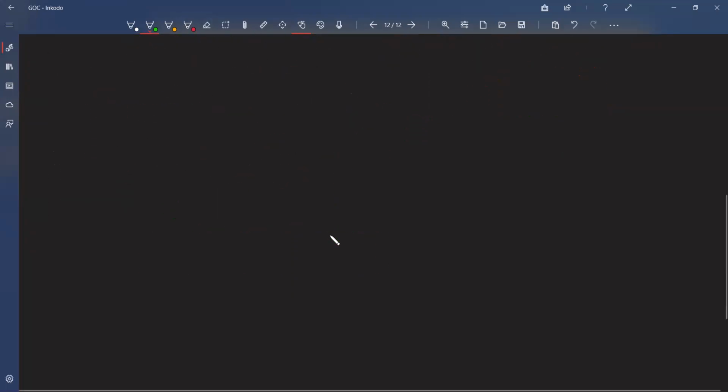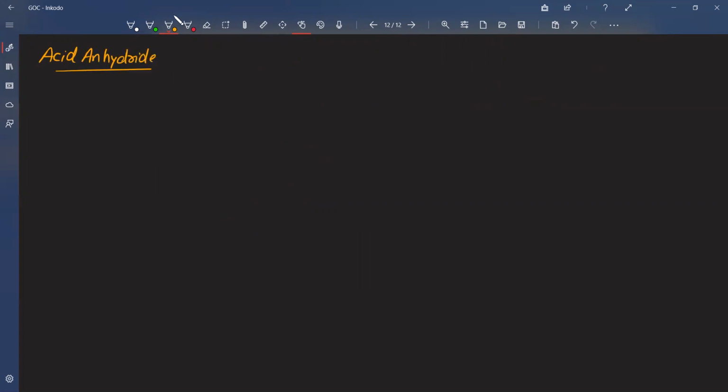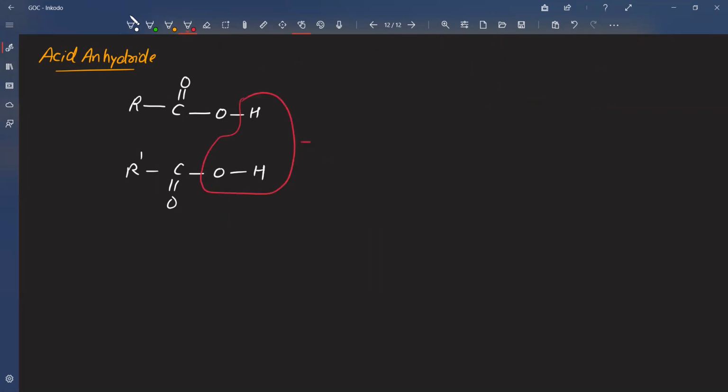Let's move to the next category, that is acid anhydride. Now you must be knowing that an acid anhydride is formed when there are two acid molecules, COOH, and they collectively lose a water molecule, and then they will give you this: R C double bond O, O, C double bond O, and R dash.